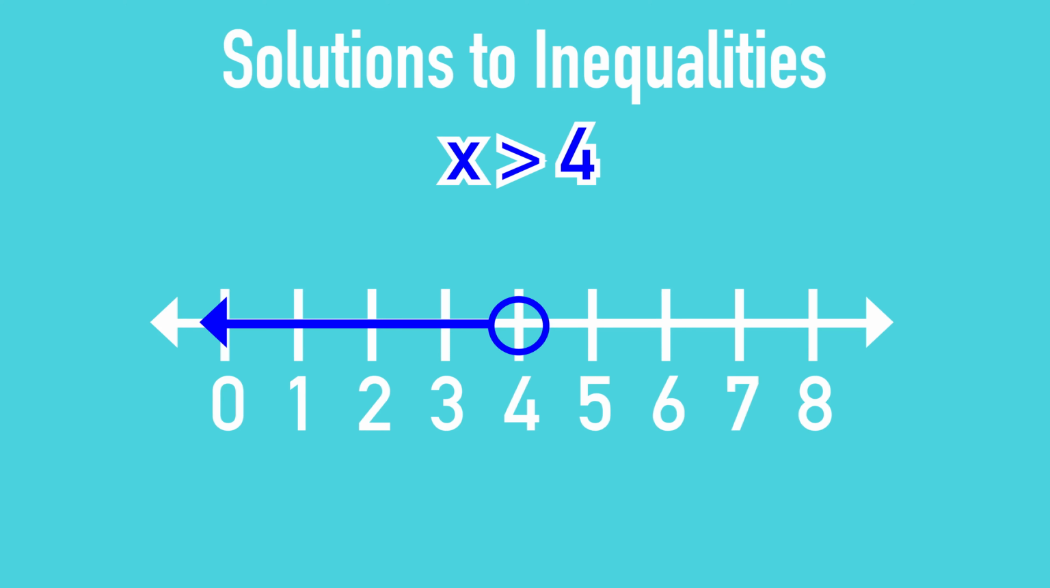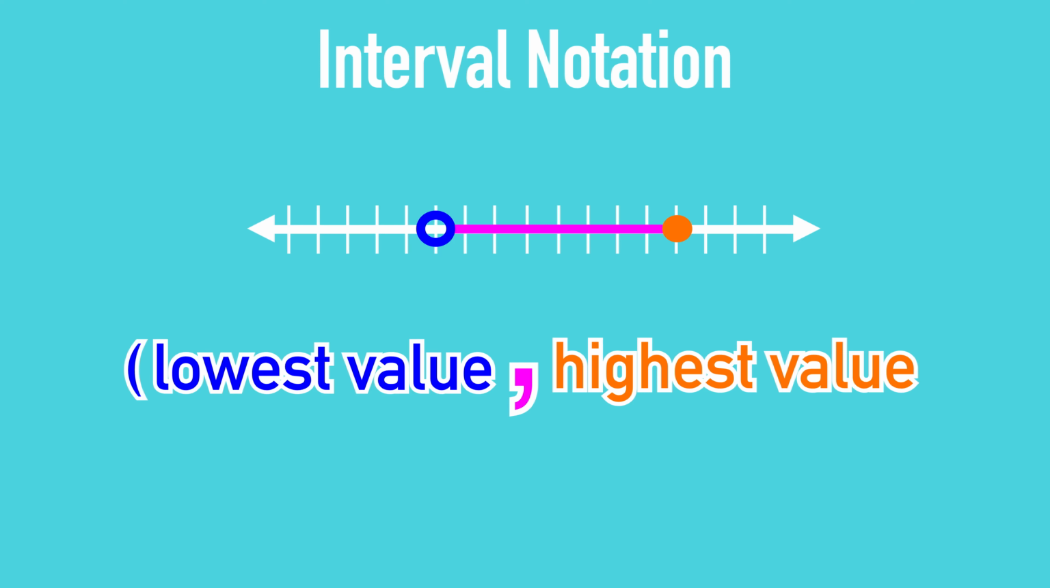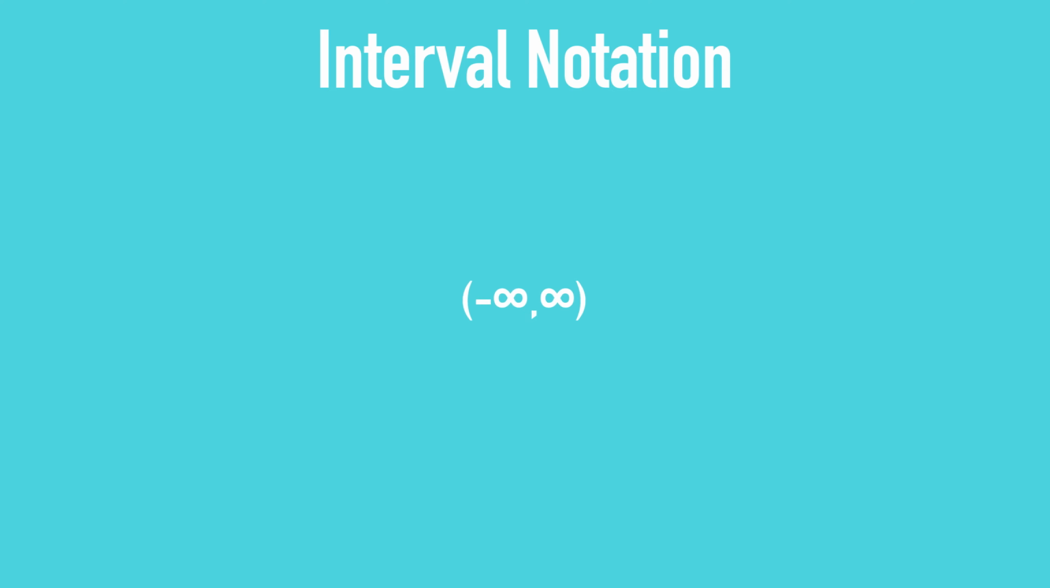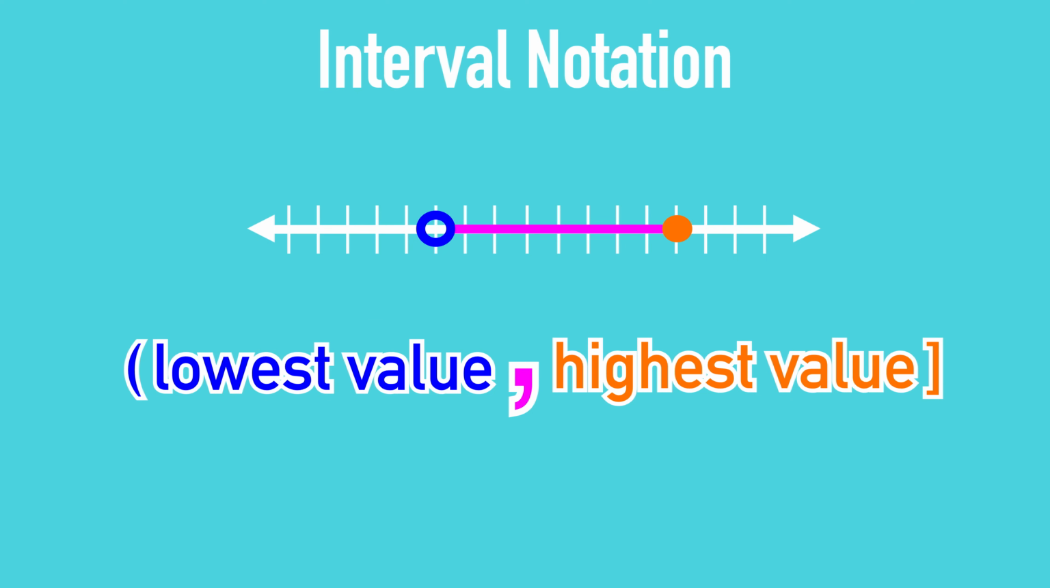The notation with the inequality sign is called set notation, but we also have a form of shorthand to note this. We call it interval notation. In interval notation, we list the lowest possible value, then the highest possible value. If there is a parenthesis next to the value, then the value itself is not included in the solution. We also do this with positive and negative infinity because they are not set values. If the number has a bracket next to it, then the value is included in the solution.